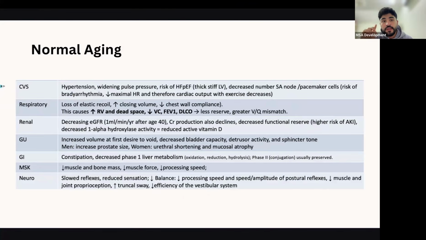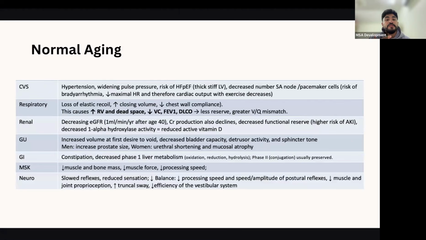First of all, when we're going to talk about the heart, you need to understand that the patient is going to have a decreased number of SA nodes. This will put the patient at risk for bradycardia. So this is number one. Number two, their pulse pressure could get widened. Okay, so they have more risk for AFib and stuff like that. So these are part of normal aging. That's number one. Number two, we have now the respiratory system.